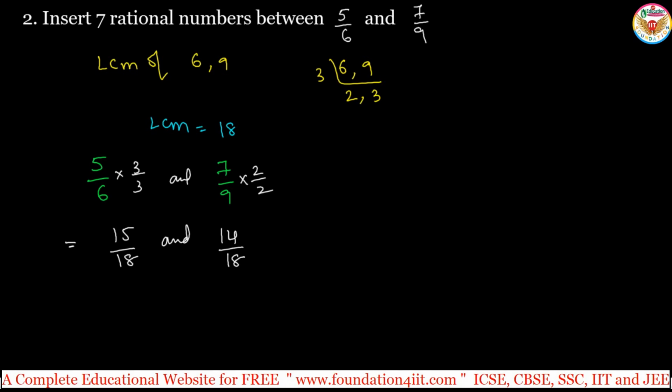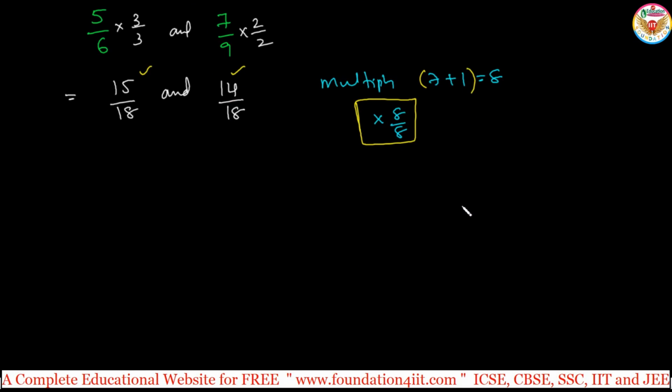Now we need to insert 7 rational numbers. So because of 7 rational numbers, what should we do? Multiply with 7 plus 1, which is 8. So just multiply with 8 by 8. If you do it with 8 by 8, these two numbers, you can find the 7 rational numbers between them. Extra 1 you should always take to get it accurately. Right? Let us check it out. Into 8 by 8, 15 by 18 and 14 by 18. Next, multiply with 8 by 8, the same 8 divided by 8.